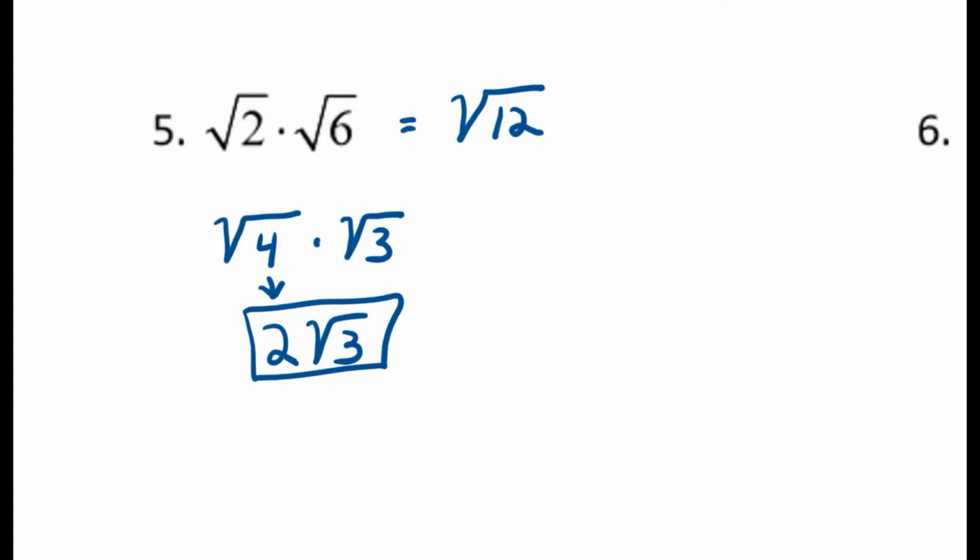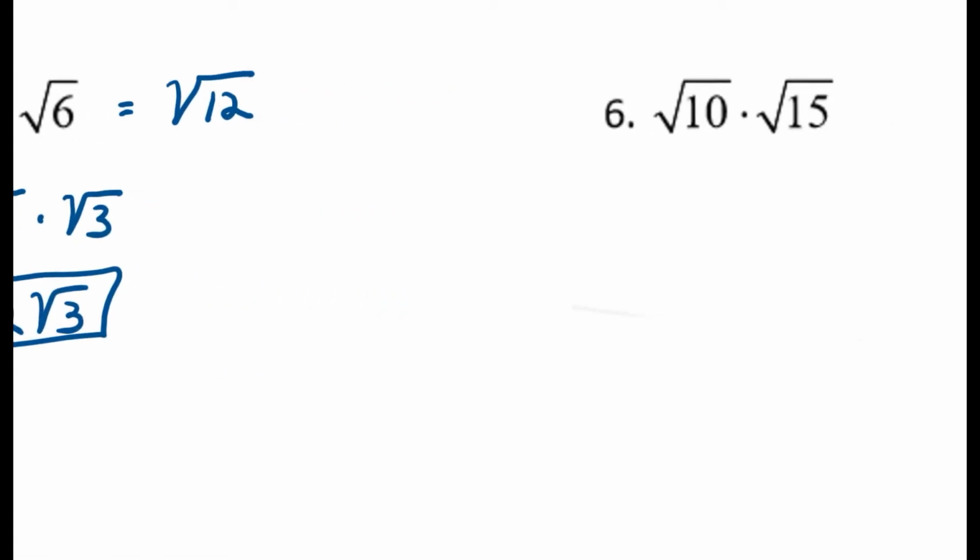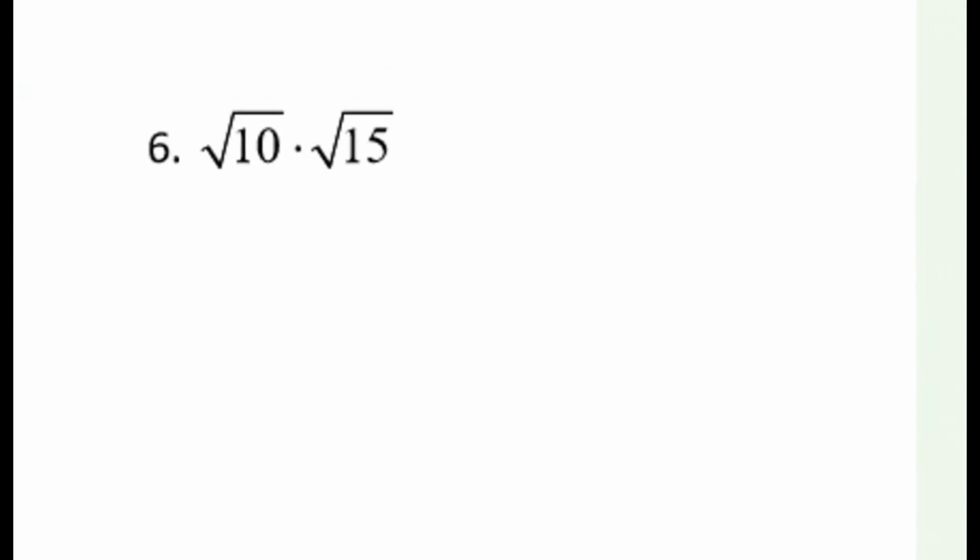We have another multiplication problem in number 6, and again, 10 is not a perfect square and 15 is not a perfect square. So we can multiply the radicands together to get the square root of 150. We're then going to look for perfect squares.